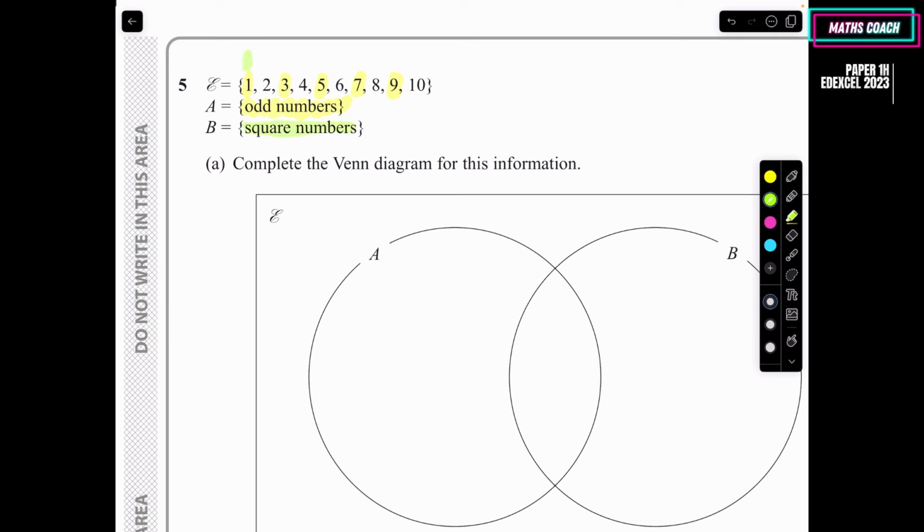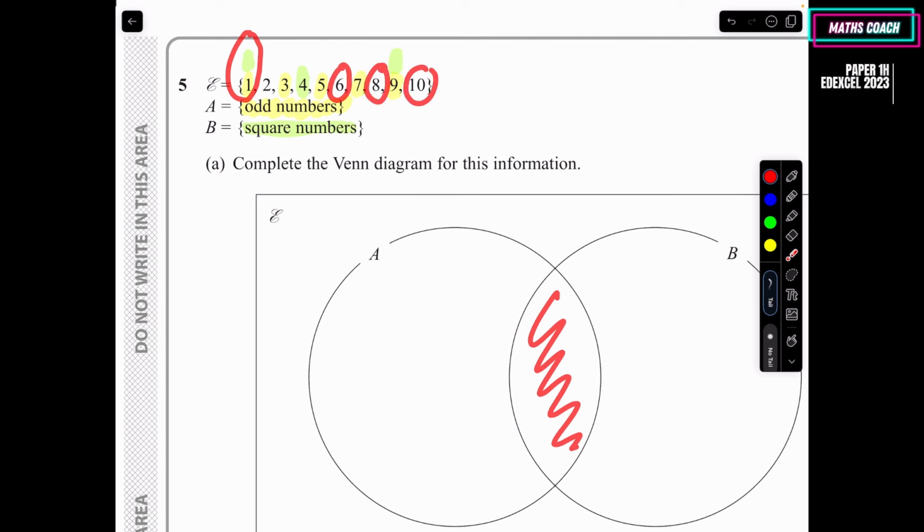So 1's a square number, 4 is a square number, and I've done the one on the top because it's going to clash otherwise. All right, what else we got? Oh, that's it, that's all this. Oh, actually 9 is a square number. There we go. So those numbers that have got 2 colors on them, right, they will go in the middle right there. Okay, and notice I've not colored in the 6 and the 10 and the 8. That's because they're not square numbers and they're not odd numbers, so they will go on the outside of those circles.